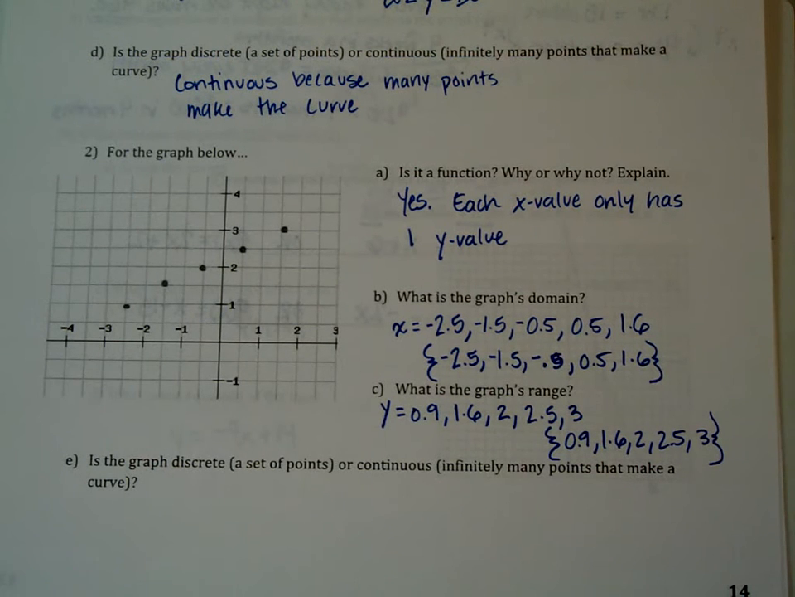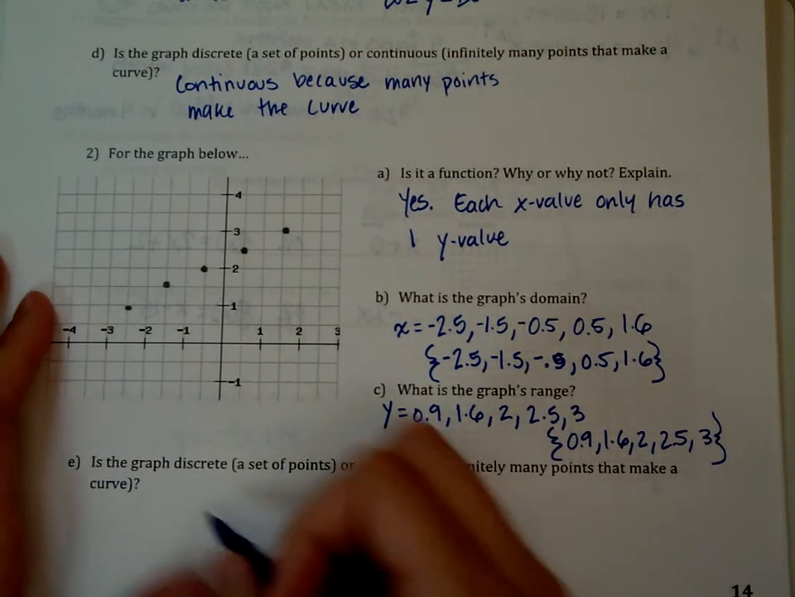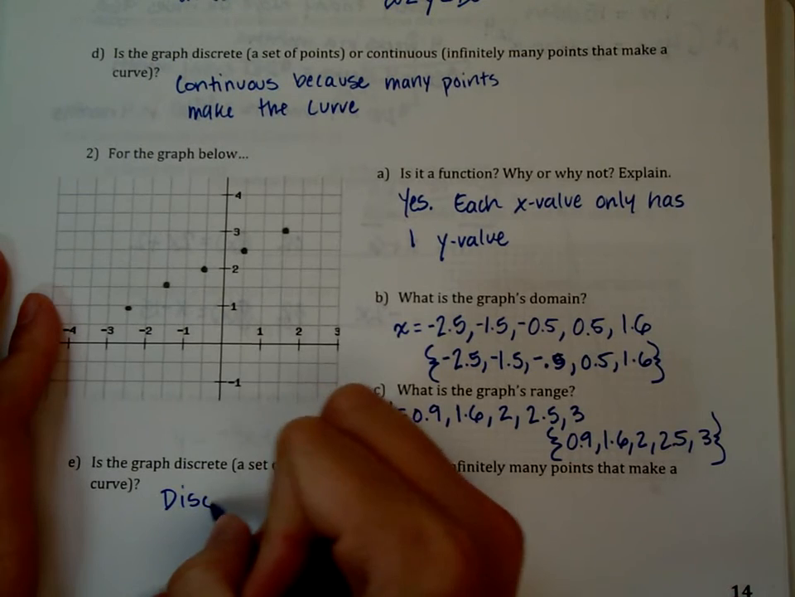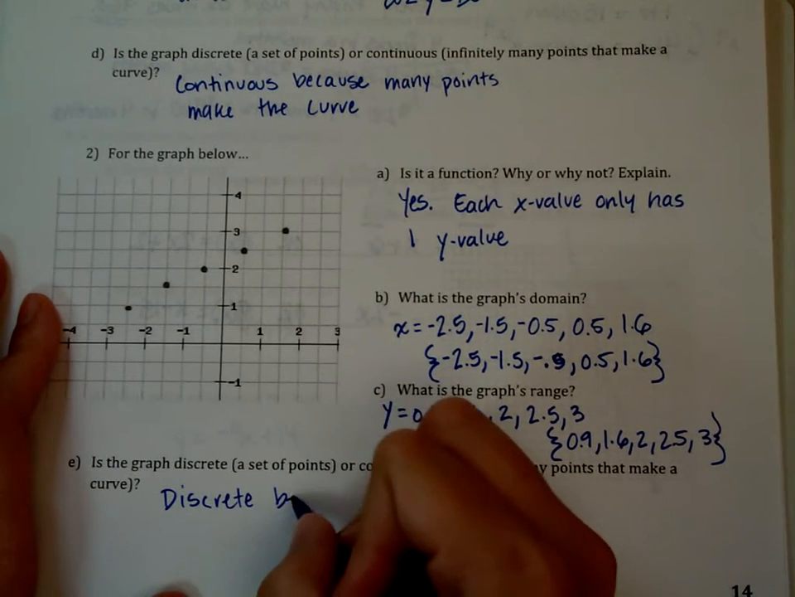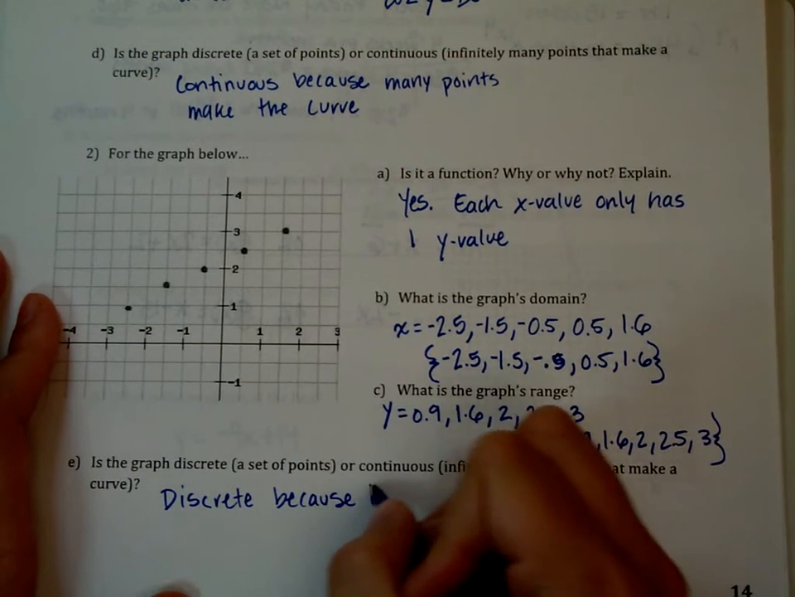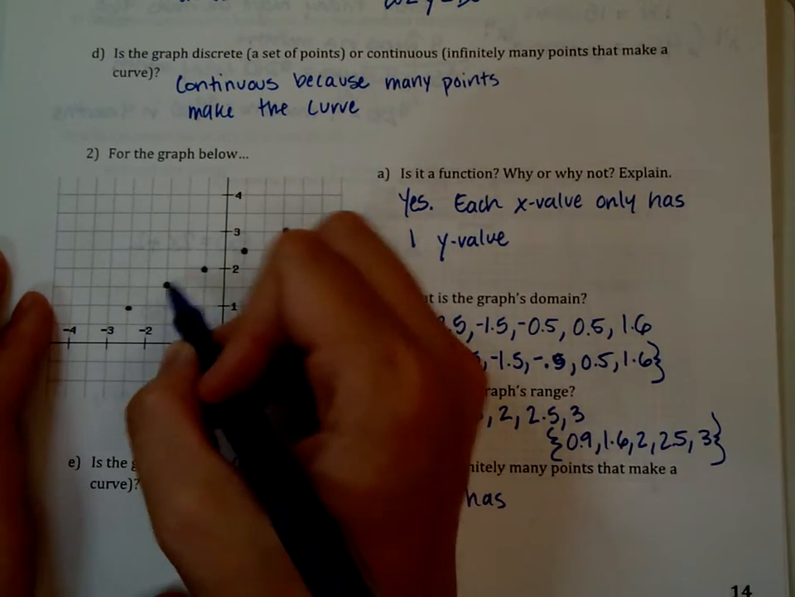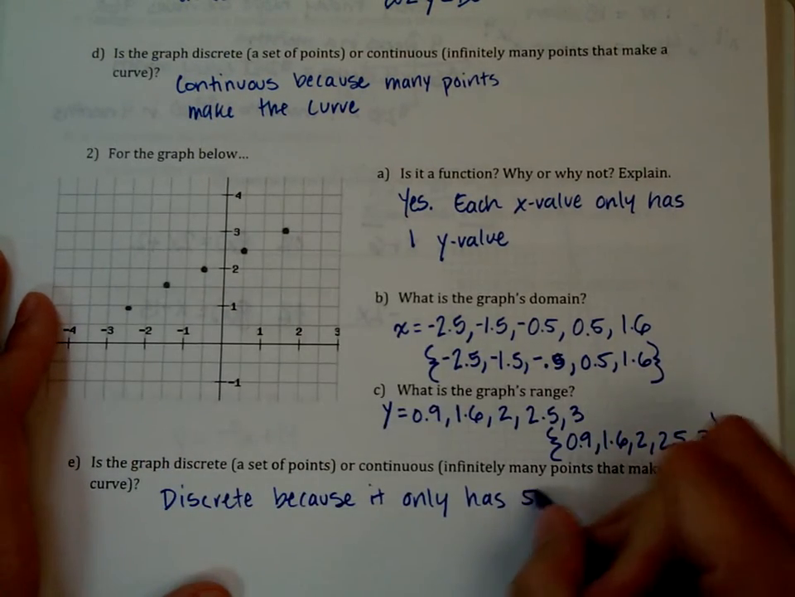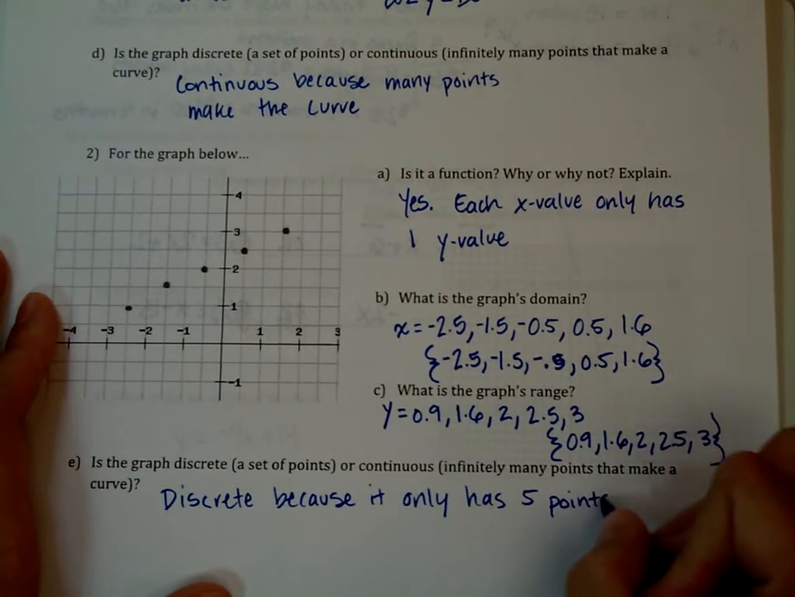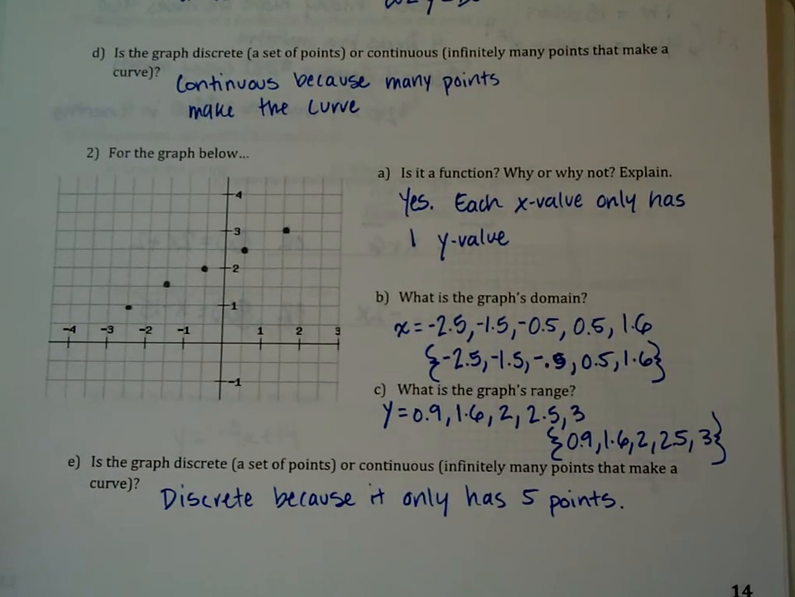Is the graph discrete, a set of points, or is it continuous, which is infinitely many points? So this graph is discrete because it only has 1, 2, 3, 4, 5 points. And they're not connected to each other.